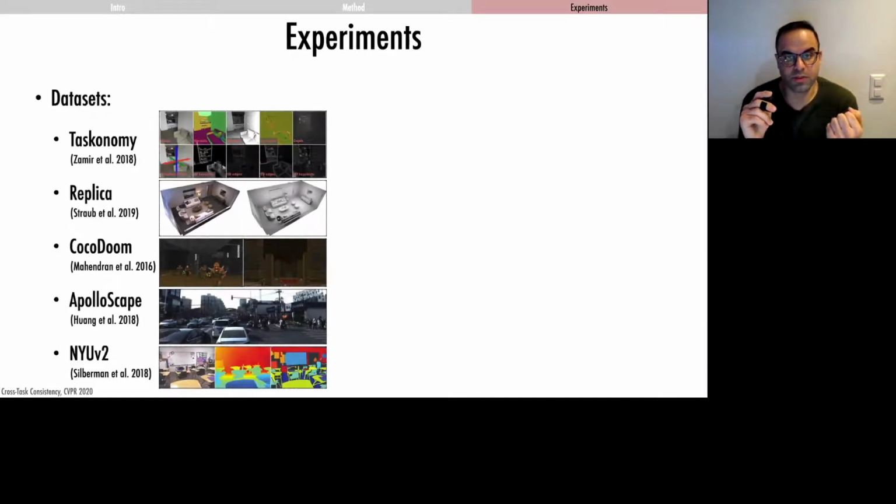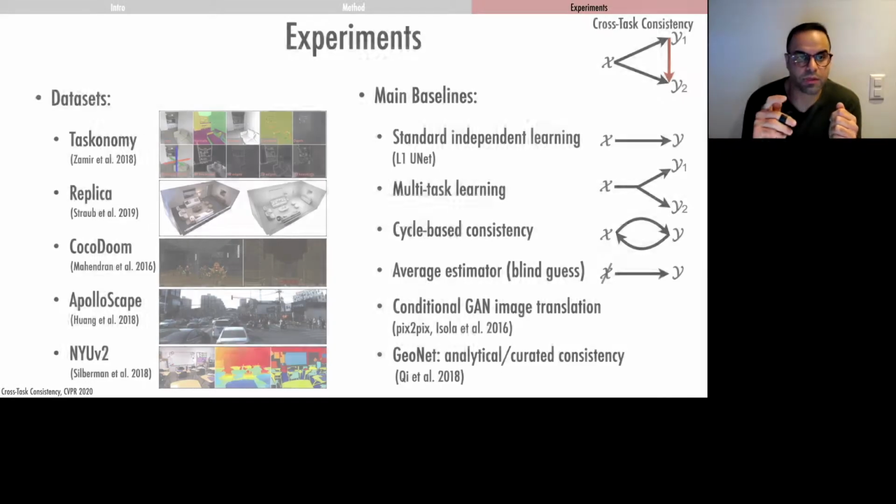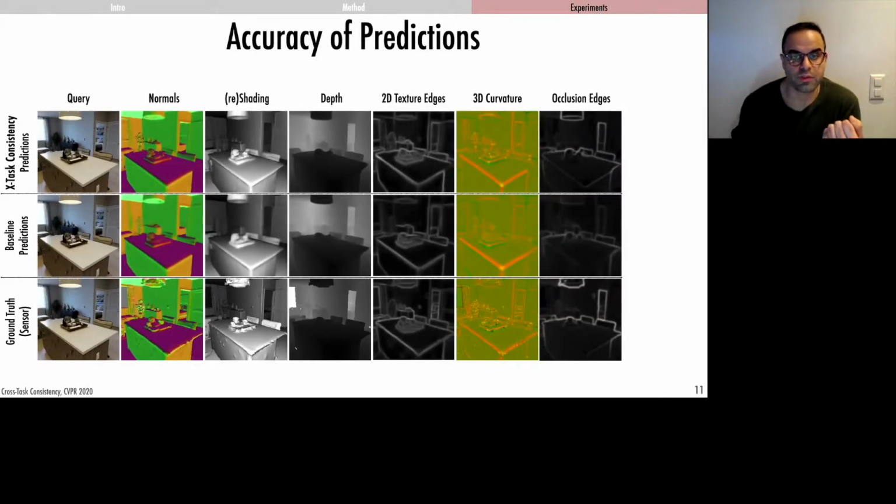We performed experiments on multiple datasets shown here, including Taskonomy and Replica, and also CocoDoom and ApolloScape as out-of-training distribution datasets. We compare against standard independent learning, which is the main baseline, multitask learning, which predicts multiple tasks out of one image using a shared encoder, cycle, which is a special case of enforcing consistency between 2 domains, and an average estimator control baseline. We also compare with conditional GAN models and GeoNet, which is an example of curated consistent learning based on known analytical relationships.